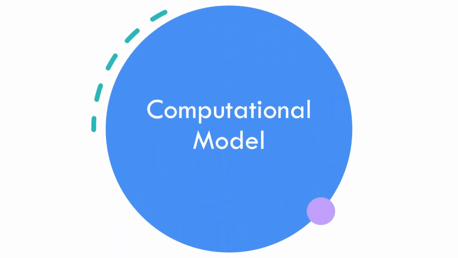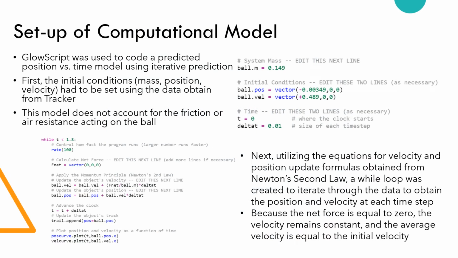Now for the computational model. GlowScript was used to create a predicted position versus time model using iterative prediction. First, the initial conditions, including mass, position, and velocity, had to be set using the data obtained from Tracker. This model does not account for friction or air resistance acting on the ball, and the net force is set to equal zero. Next, utilizing the equations for the velocity and position update formulas, a while loop was created to iterate through the data to obtain the position and velocity at each time step from the data obtained from the previous step. Because the net force is equal to zero, the velocity remains constant and the average velocity is equal to the initial velocity.